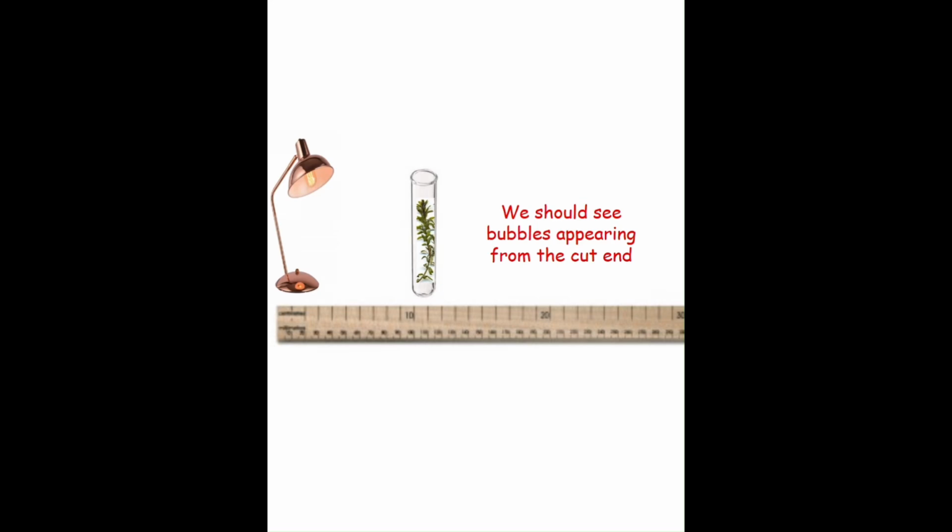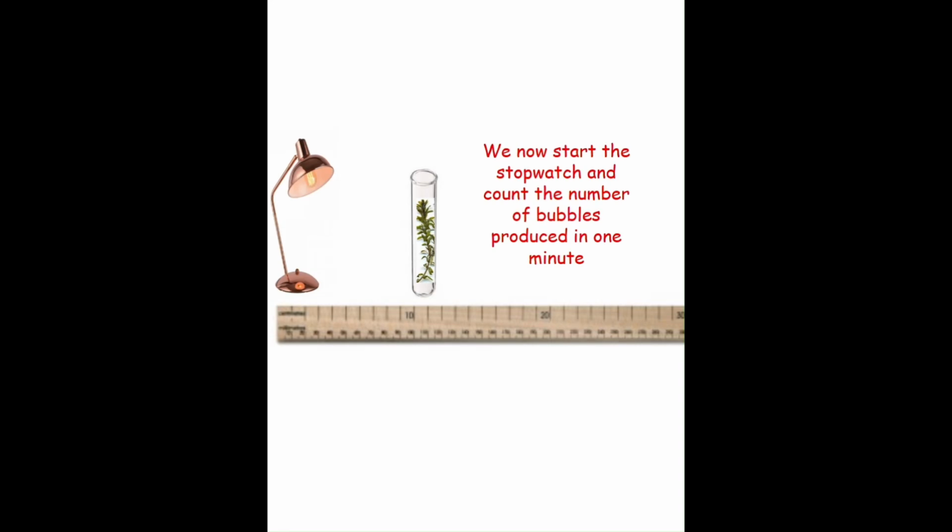After 5 minutes, you should see bubbles starting to appear from the cut end, and you then take a stop clock and you start the stopwatch and count the number of bubbles produced in 1 minute. So that is how to set it up. Now moving on to the next hardest level is why the experiment is set up in this way.